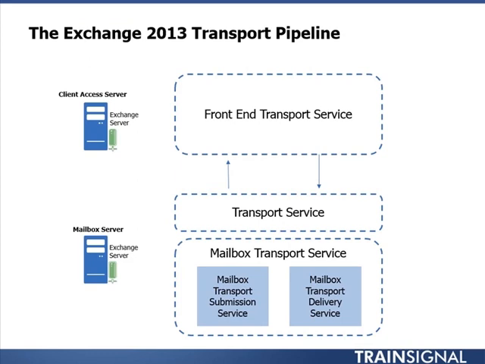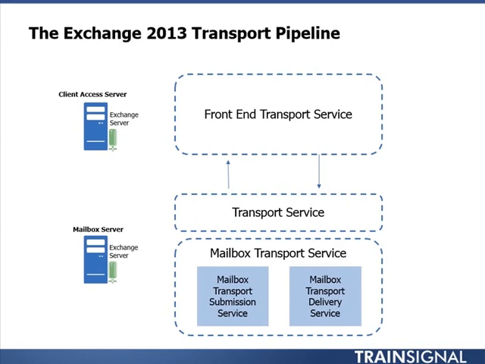So you can see here that the client access server handles the front-end transport service. On the mailbox server, there are two transport services. There's the transport service, and then there's the mailbox transport service. The mailbox transport service has two different services connected to it, the mailbox transport submission service and the mailbox transport delivery service.